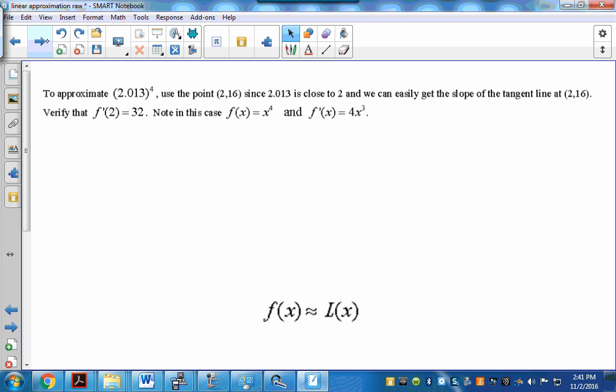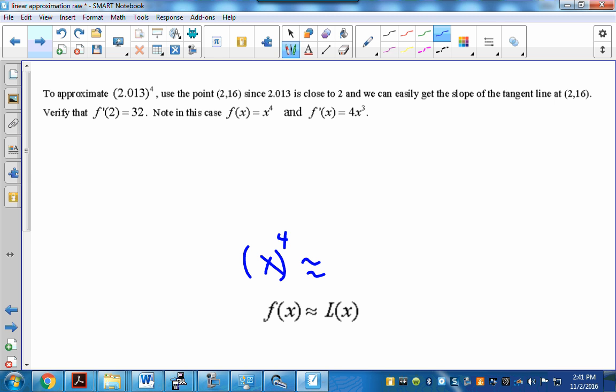Okay. We're supposed to raise this to the 4th power. Anybody got an answer for this one? I hope. Okay. So this is now x to the 4th. The function that we're dealing with, x to the 4th, is about the same as a line. I gave you the y coordinate, which is 16. I gave you the slope, which is 32, and this will be x minus 2. So this will be a good approximation for numbers near 2.